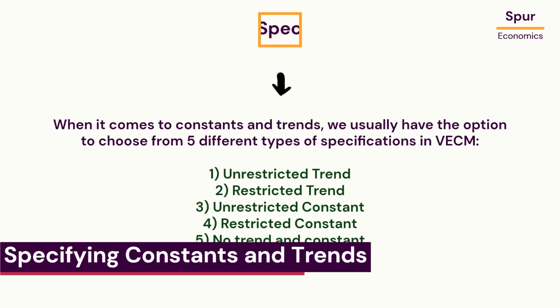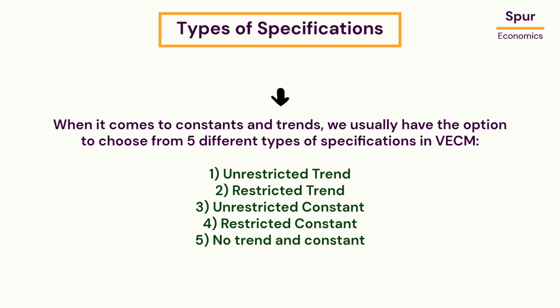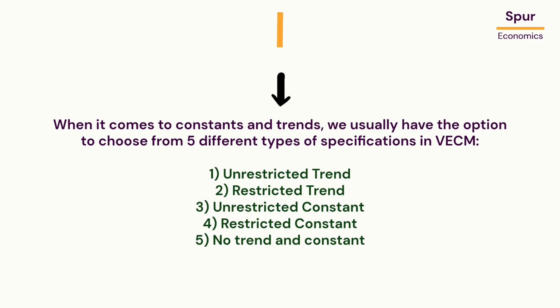When it comes to constants and trends, we usually have the option to choose from 5 different types of specifications in VECM. These 5 types of specifications are unrestricted trend, restricted trend, unrestricted constant, restricted constant, and no trend and constant.